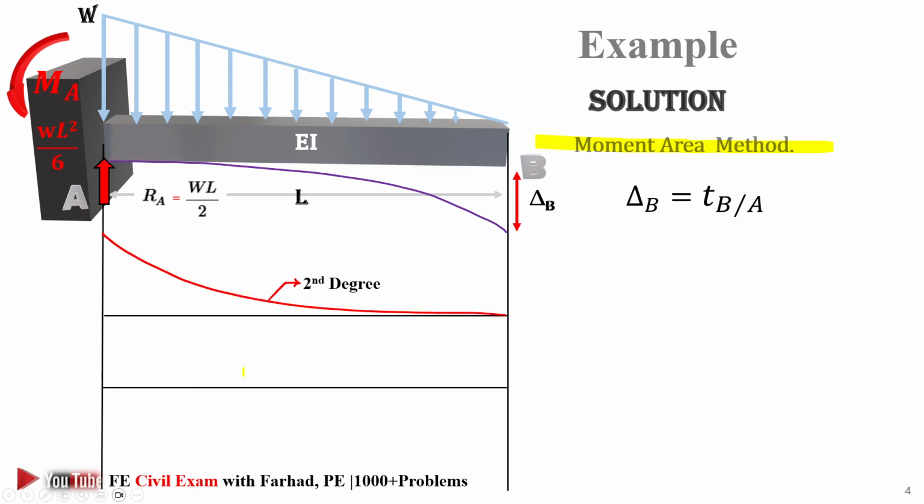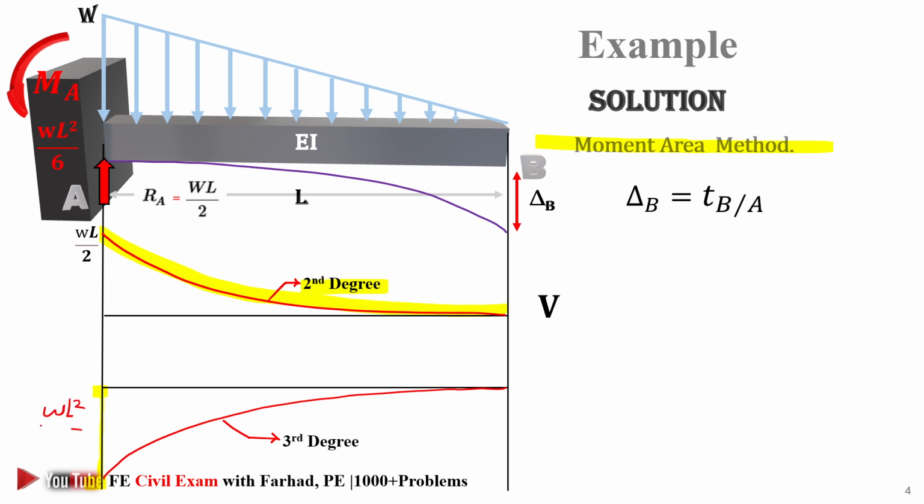Again, this is second degree, and as soon as we have the shear diagram, we can jump to the moment diagram and draw it. If the shear is second degree, definitely the moment is third degree. The amount of the moment here is WL squared over 6. That's MA. And it goes to 0. There is no moment at B.